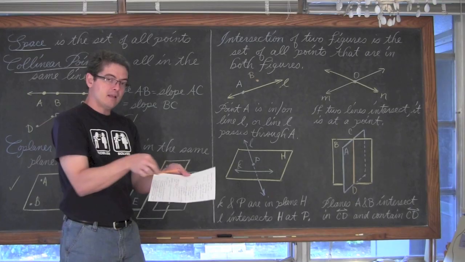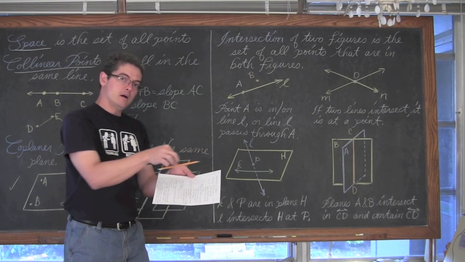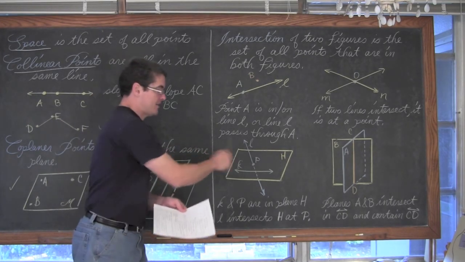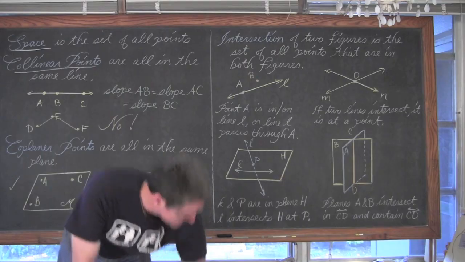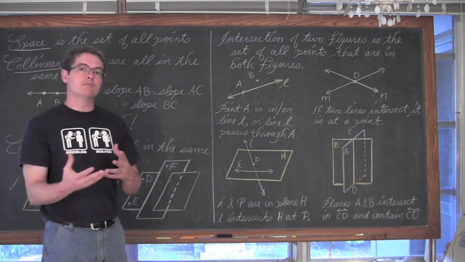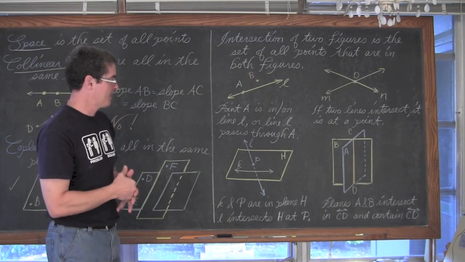Now you can have a line be above a plane as well and not be contained within that plane or intersect it. That's not what I have drawn here, because we're defining intersection point, identifying ways that different geometric figures, these lines, planes, and points can intersect and contain each other.